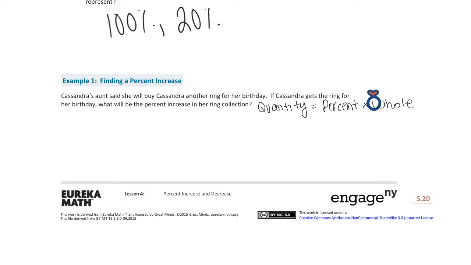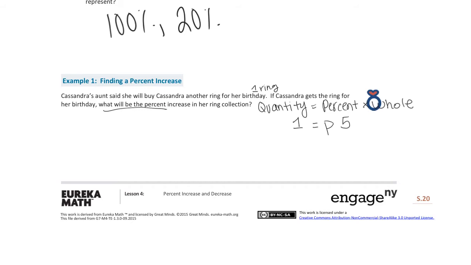Okay. So our quantity is going to be that ring that Cassandra's aunt buys her, which is 1 ring. Okay. Then our whole is the amount of rings she already has, which is 5. So when we write this out, we want to have 1 as the quantity and 5 as the whole. Now we will be looking for the percent because it says what will be the percent. So to represent percent, we're going to use P.